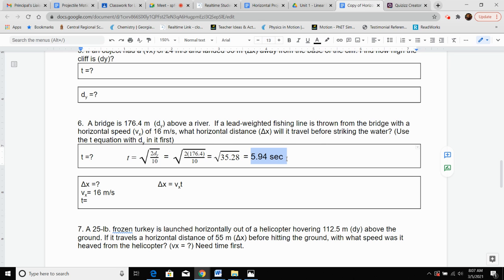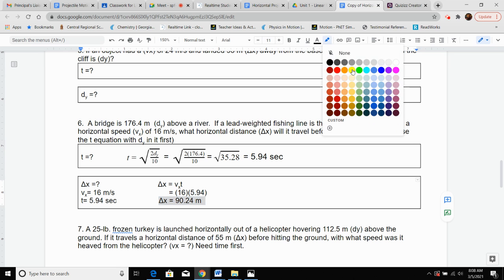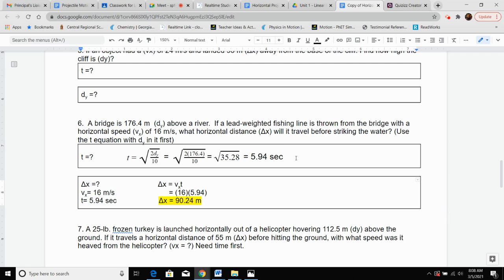So now that you have time here, this value goes right to this 5.94 seconds. And now you have everything you need to solve. 16 times this 5.94. And I'm left with 90.24. And that will be in meters. So this is like the final answer. This is what the actual problem needed. But you needed to do this first.